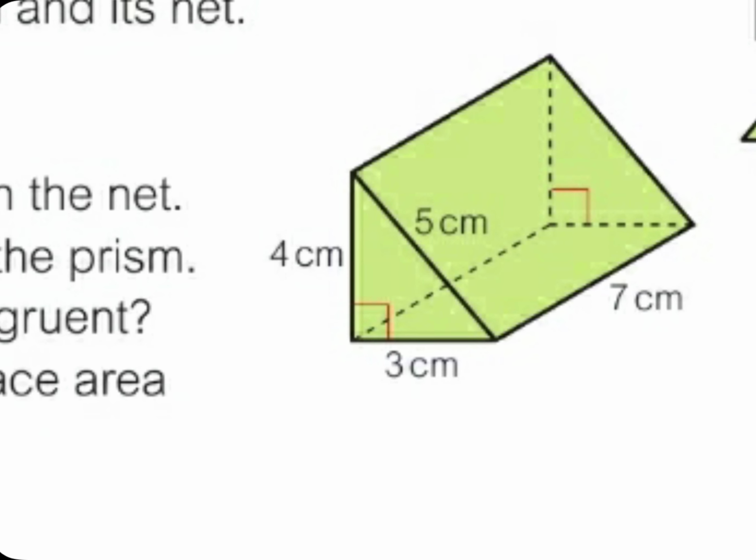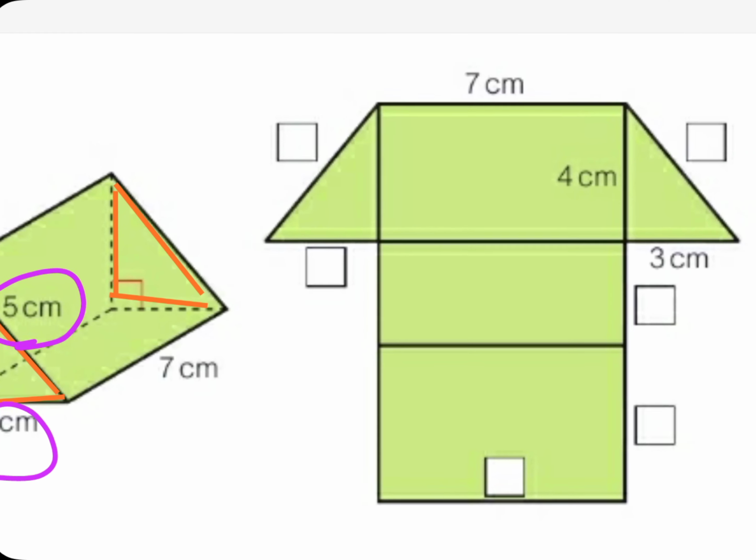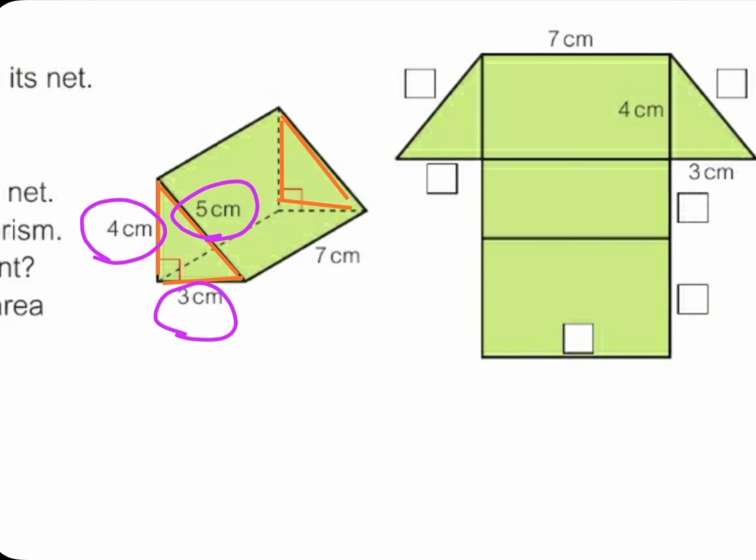In this prism, we have two triangles. This. Very good. And this, as you can see. Now, each part of the triangle has a length. Here we have 4 centimeters, 3 centimeters here, and 5 centimeters here. Now, the shape is unfolded, but some of the lengths are missing. Let's take a look here.